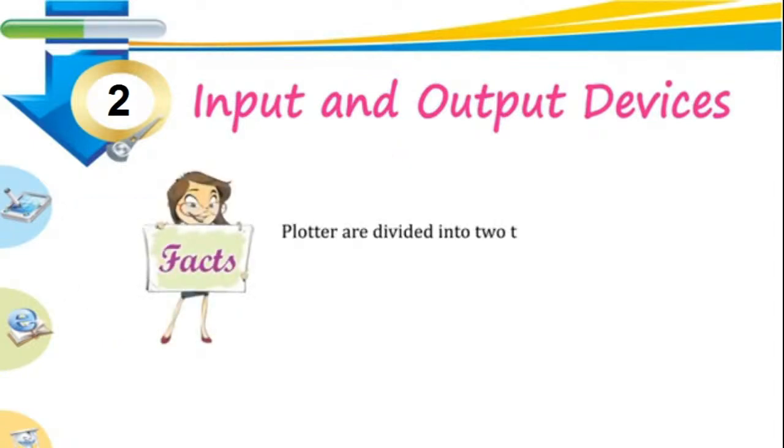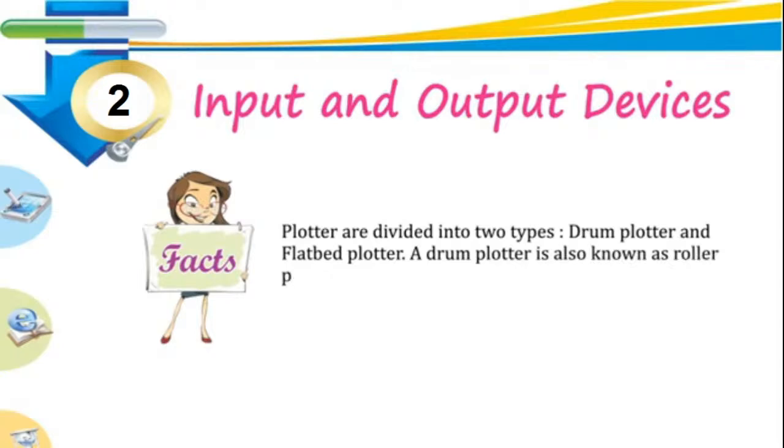Facts. Plotters are divided into two types, drum plotter and flatbed plotter. A drum plotter is also known as roller plotter. A flatbed plotter is also known as table plotter.